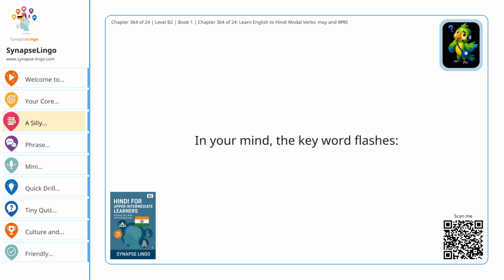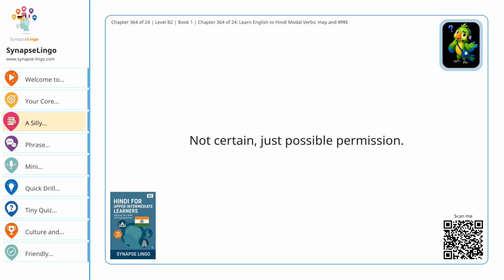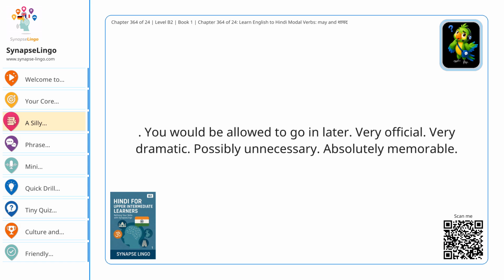In your mind, the key word flashes. saknā. A second visitor arrives late and whispers, I might be allowed to enter later. The guard nods mysteriously and says, अनुमति हो सकती थी. Not certain, just possible permission. Then the guard points at you and declares like a movie trailer voice, तुम्हें अनुमति होगी. You would be allowed to go in later. Very official, very dramatic, possibly unnecessary, absolutely memorable.